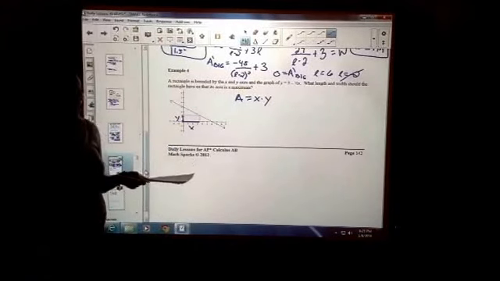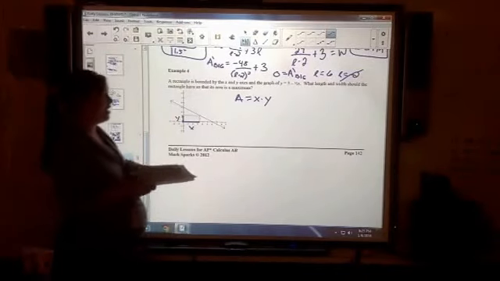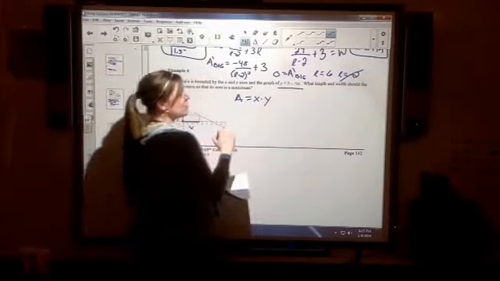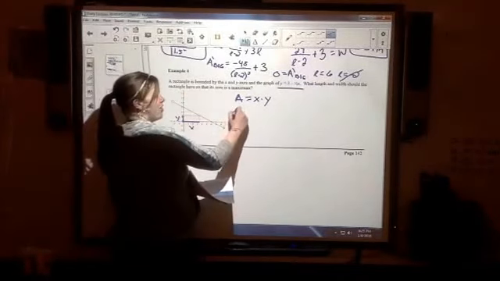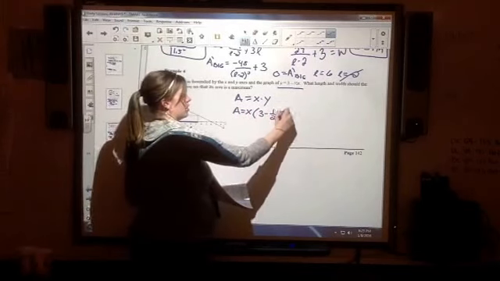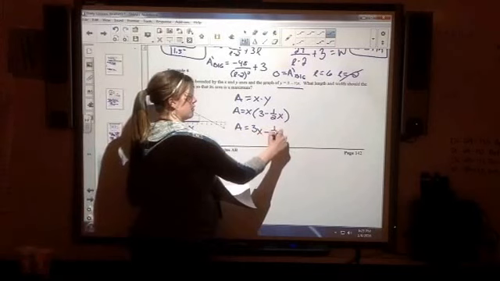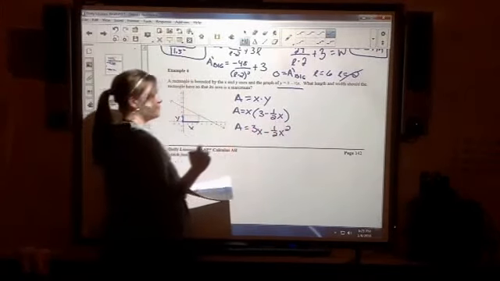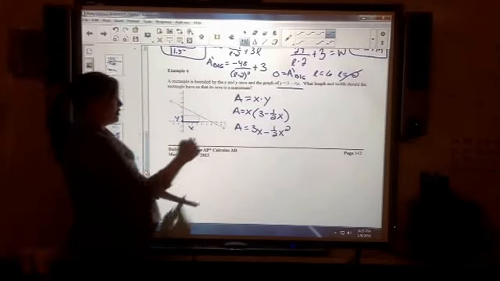So in this one, I can't just take the derivative yet, because I wouldn't really be able to do anything with it. But I know that y is equal to 3 minus 1/2 x, because it's bounded by that. So area is equal to x times that. Area is equal to 3x minus 1/2 x squared. So now I can take the derivative pretty easily.